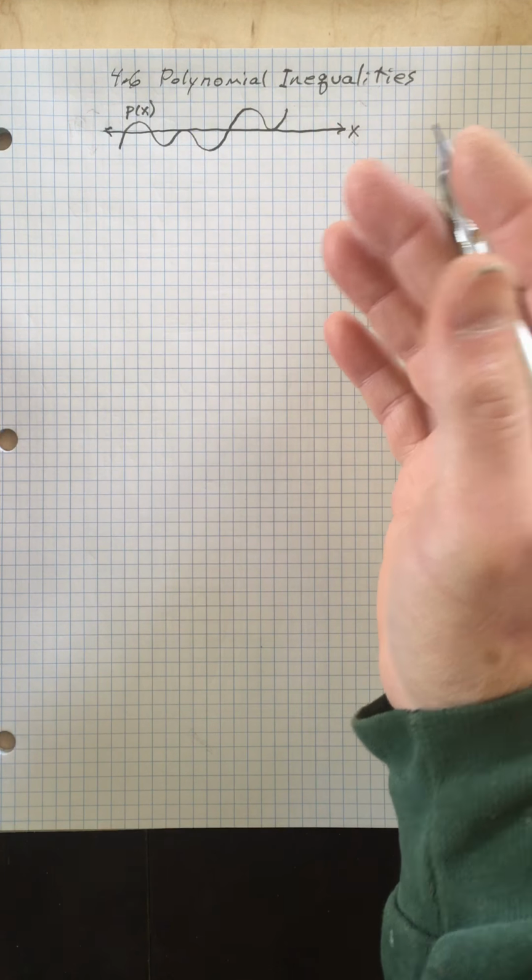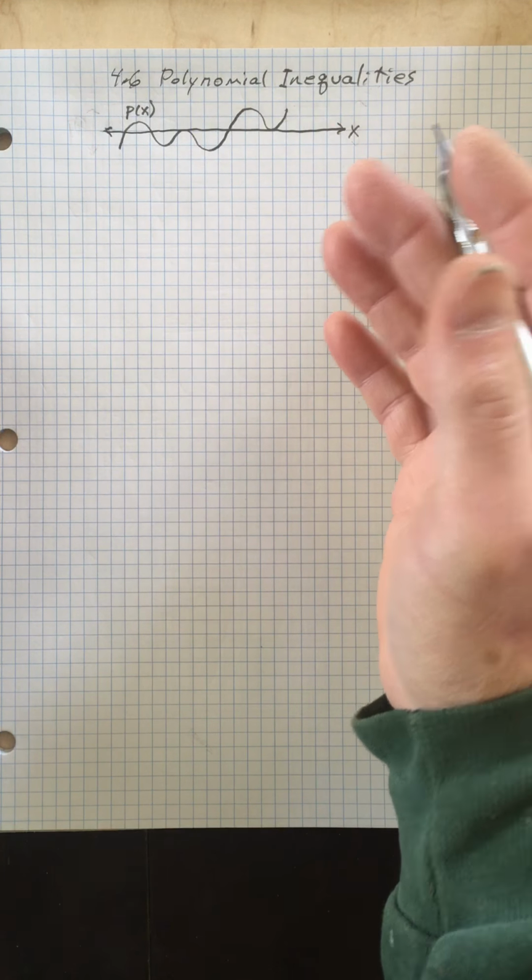So if I was trying to solve, say, p of x is greater than 0, that would be these areas here. I'll just put p, but it should be p of x. And then that would be from here on. And that would be that little interval. If it was p of x is less than 0, I would be looking at these intervals here.